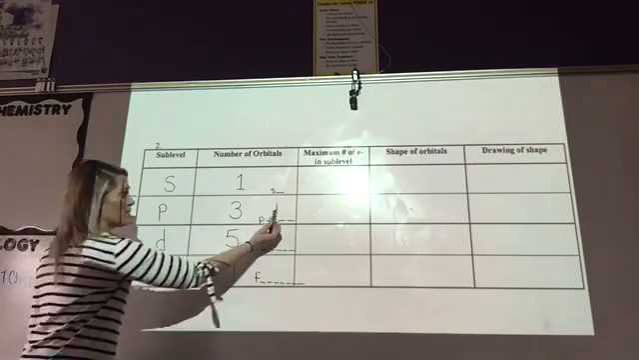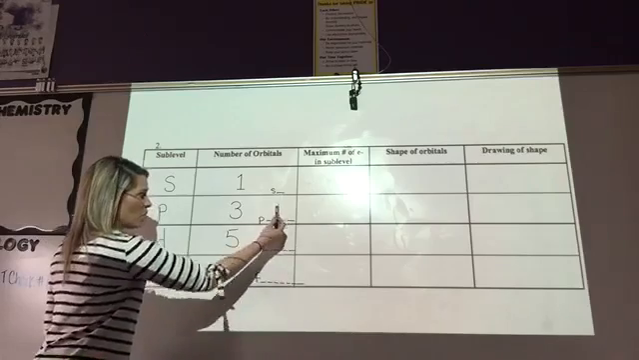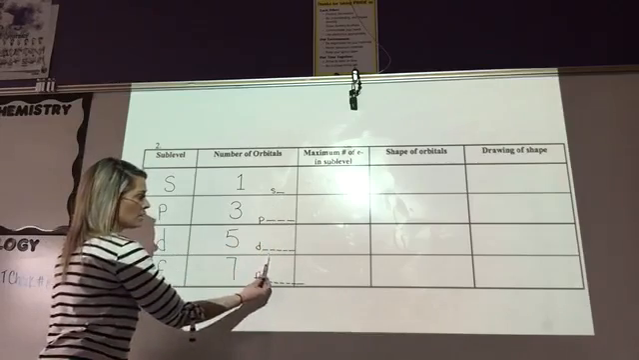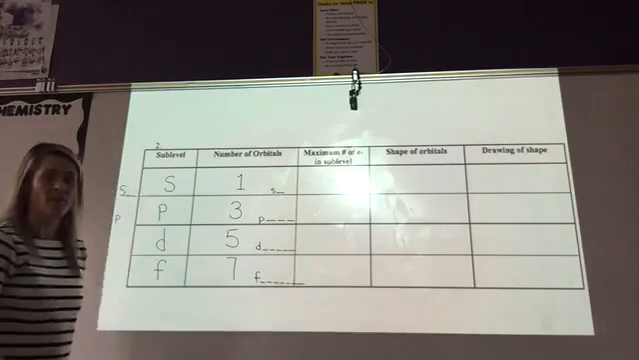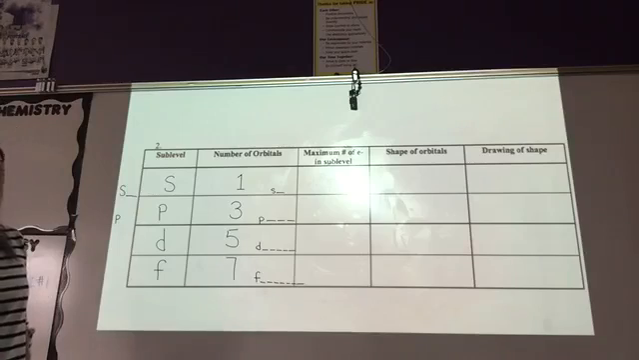Okay, so this tells us how many lines we always have to put next to them. And so we always put 1 next to S, 3 next to P, 5 next to D, and F always will have 7 of those lines, those orbitals. Okay? Max number of electrons in the sublevel then.